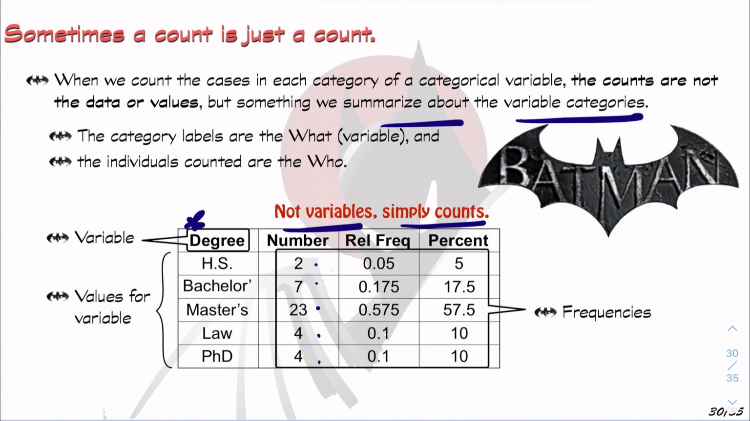And you can see how many we have. 2, 7 makes 9, 32, 36, 40 total people. This is where those relative frequency comes into play.